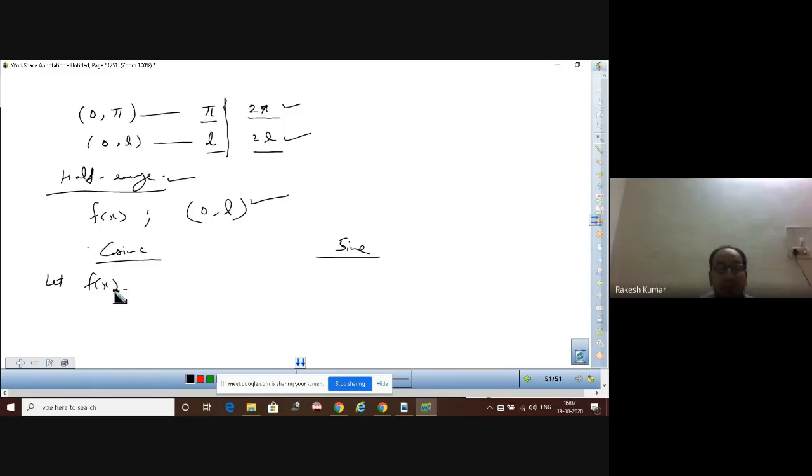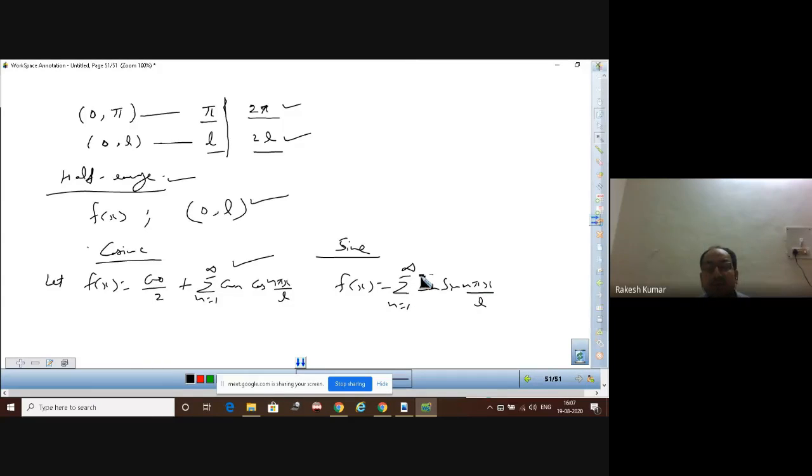Then the half range cosine series will be f of x is a naught by 2 plus summation a n cos of n pi x over L, where n is 1 to infinity. This will be your half range cosine series, and the half range sine series will be f of x is the summation b n sine of n pi x over L, with n varying from 1 to infinity.